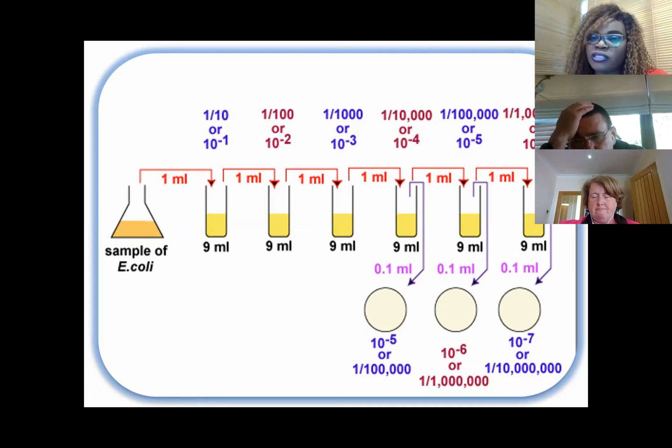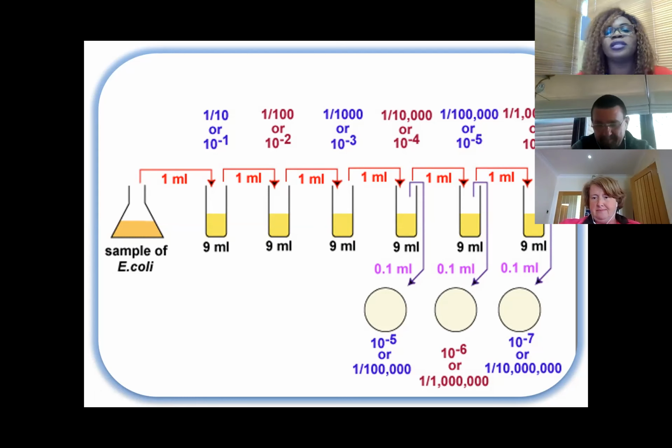Okay, is this confusing everyone? Yes or no? A little. Okay, so we'll do the next one, then we'll go over it again. I know it can be confusing, so I need to take time and explain it, and I want to make sure you understand it. Okay, so let's go to the 1 in 1 million dilution.